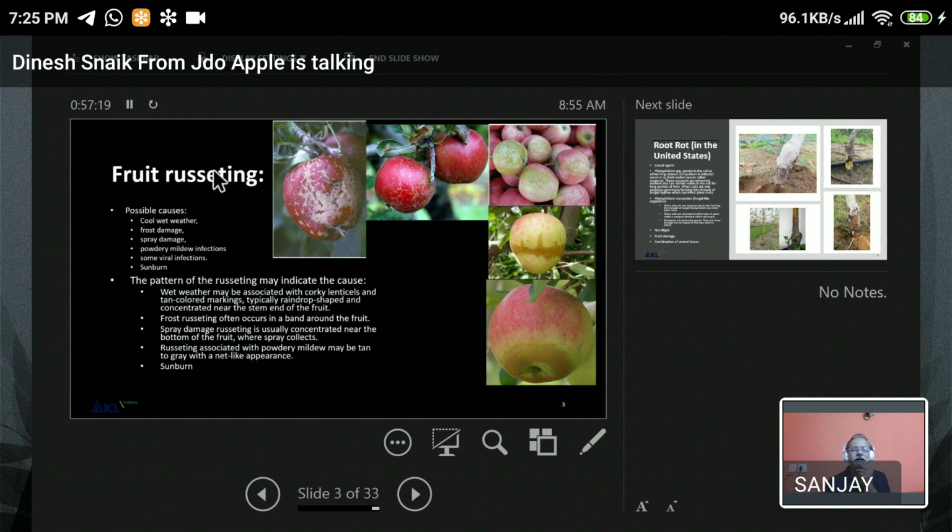Okay Anthony, there is a question: is there any evidence of controlling root rot or root borer through fertigation, or is there any way we can leverage fertigation to reduce the impact?